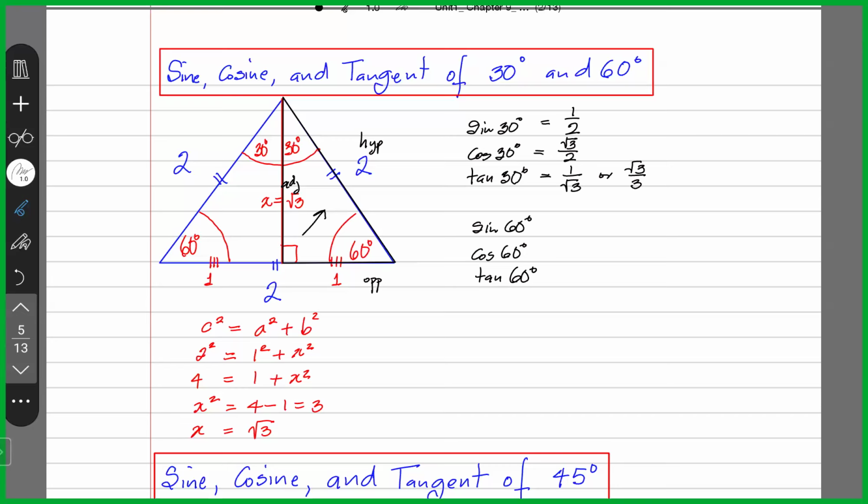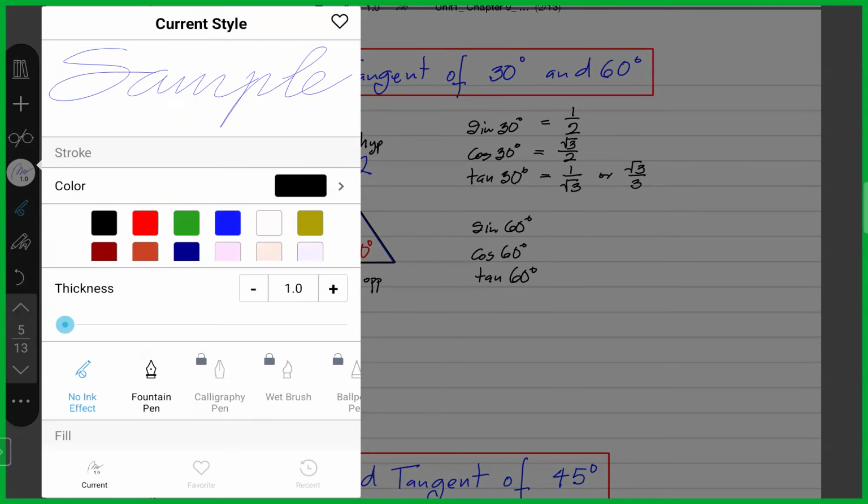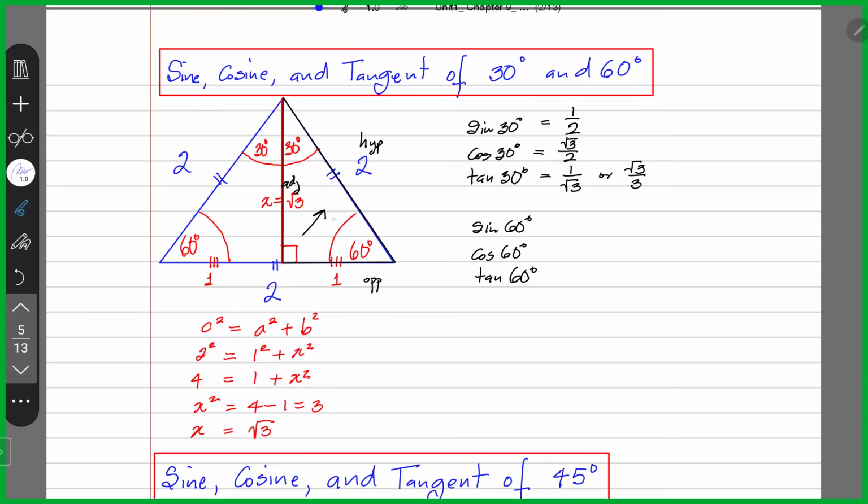Next, let's look at 60 degrees. Let's change the pen into blue. The side in front of 60 degrees is the side that is opposite to the 60 degrees. So the root 3 is opposite to the 60 degrees, but it's adjacent to the 30 degrees. 2 still remains the hypotenuse. And 1 would be the side that is adjacent.